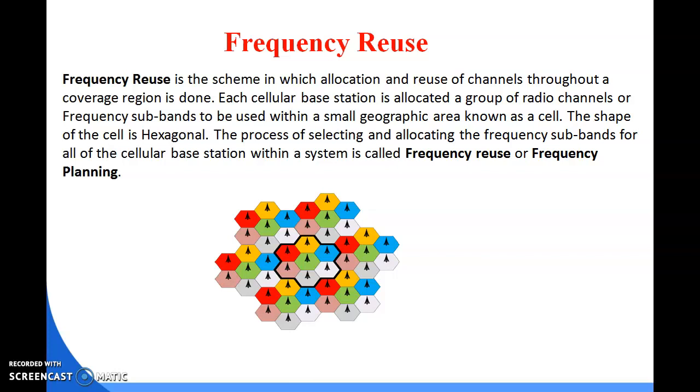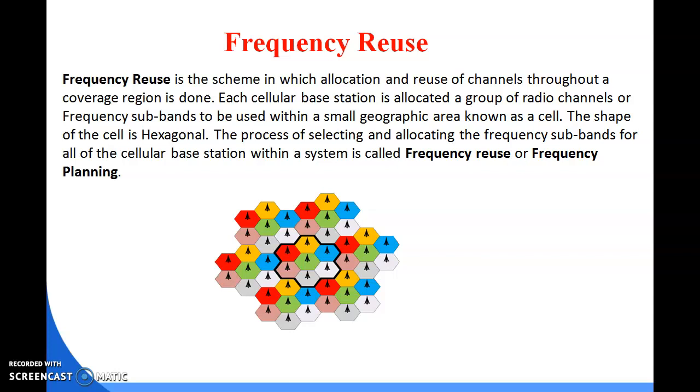Now, frequency reuse is an important concept in the mobile or cellular system. Why? The available frequency is always less compared to the number of cellular or mobile phones. So frequency reuse is a necessary process in the cellular system. Clear? So, allocation and reuse of channels throughout the coverage region is done.